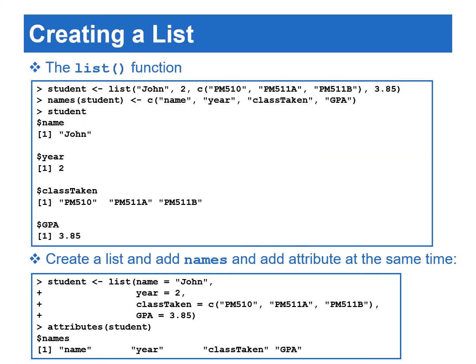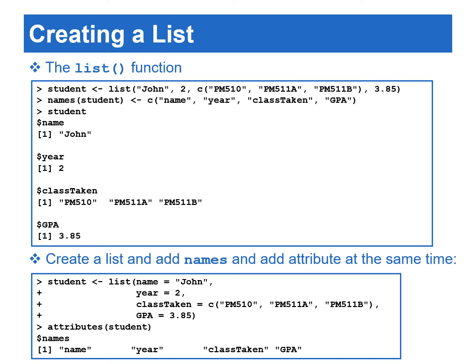We can use the list function to create a list. For example, student is constructed by using the list function, then we added names attribute to each component, by using the names function. Alternatively, we can create a list, and add the names attribute at the same time. Like a vector object, the name attribute is a standard attribute of a list object.